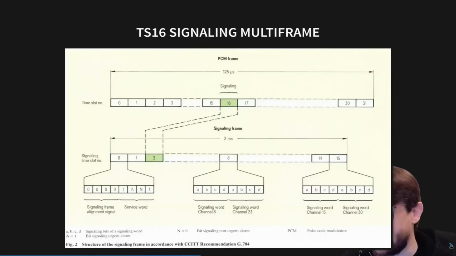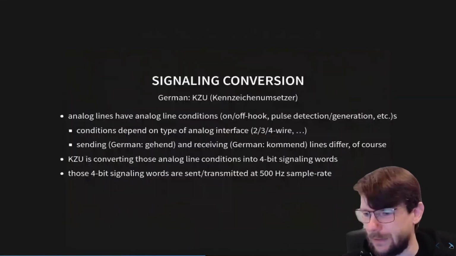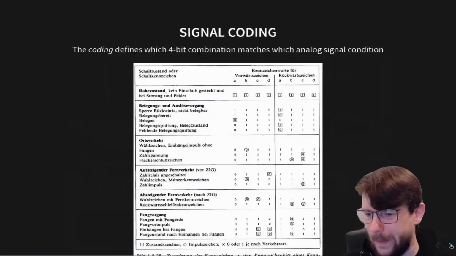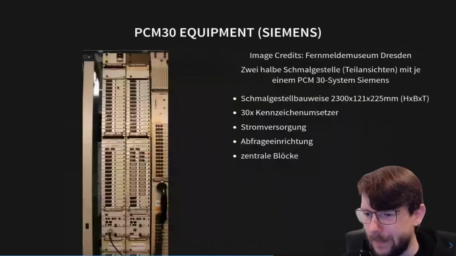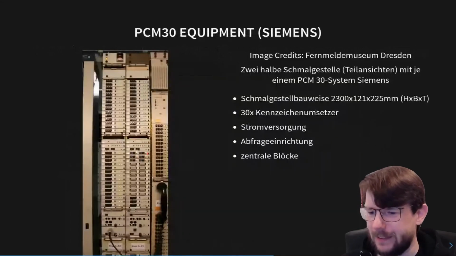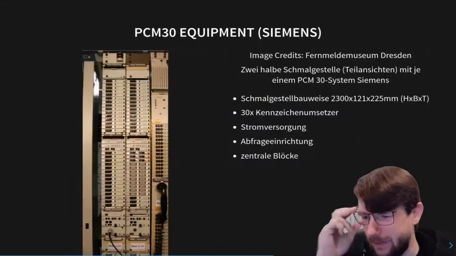And also in general, irrespective of the vendor, the electrical interfaces and the signaling were standardized. I'm not sure whether this was done operationally, but at least according to the specs and the standards, all should be interchangeable and interoperable between the different vendors that were used. So that's a picture from Fernmeldemuseum Dresden of the PCM30 equipment by Siemens.